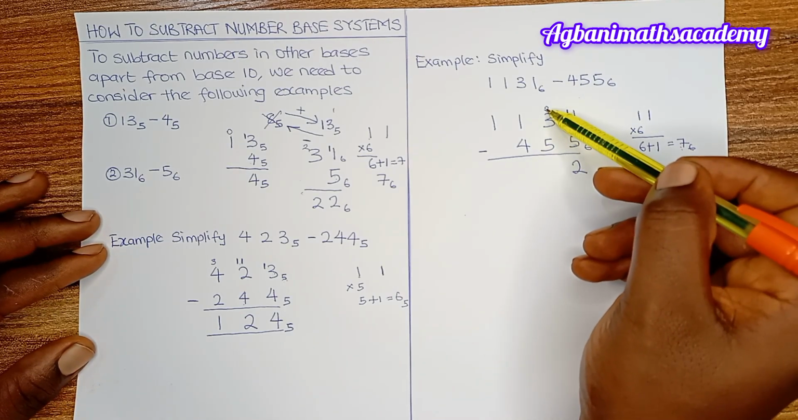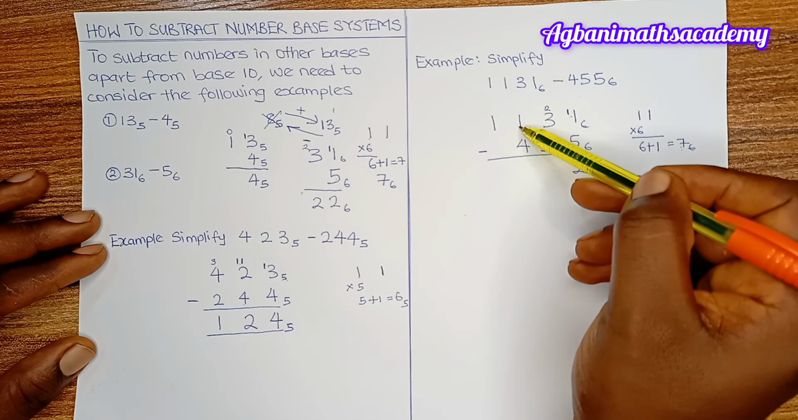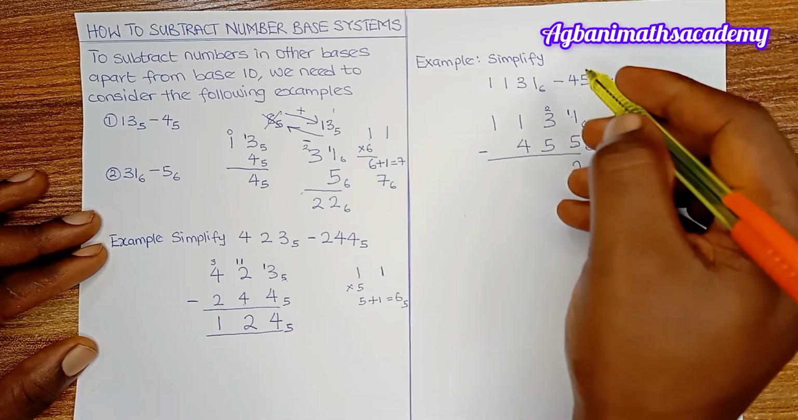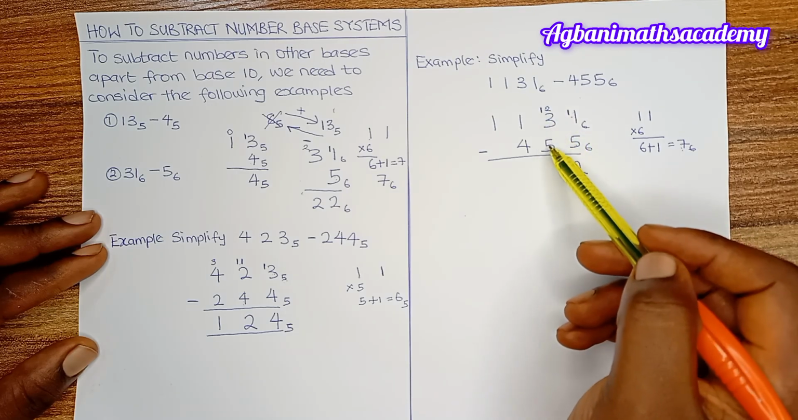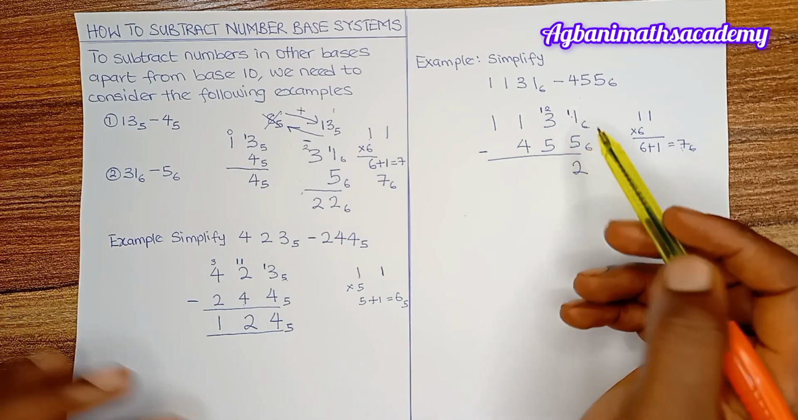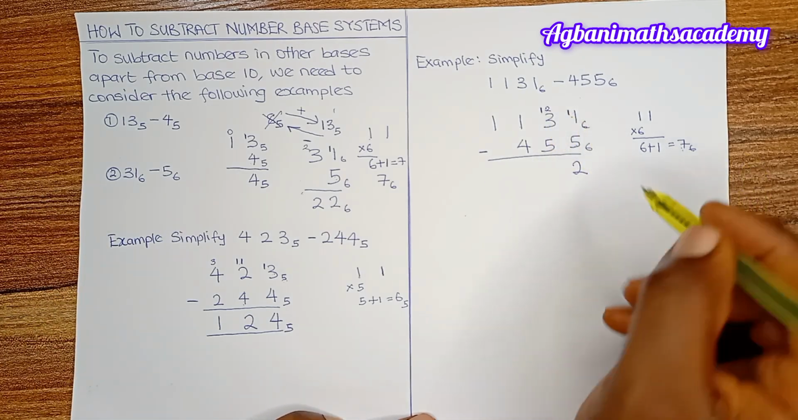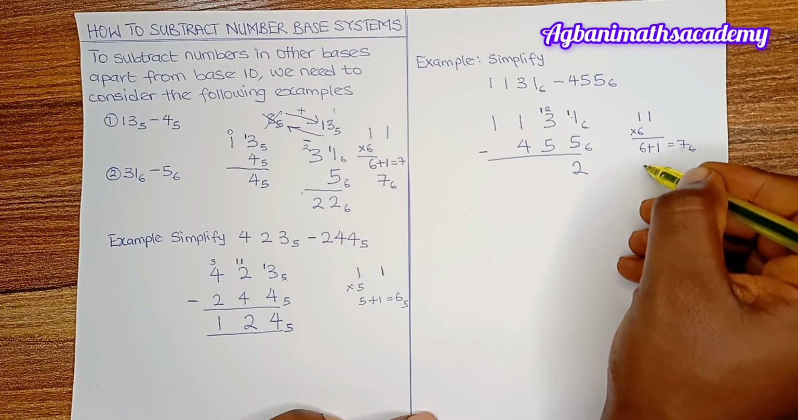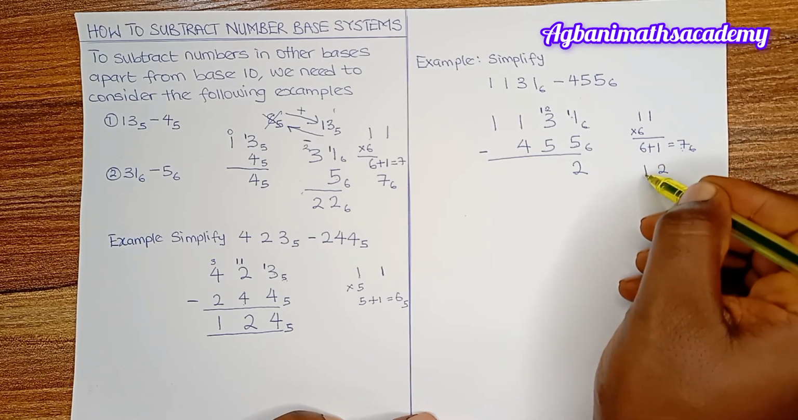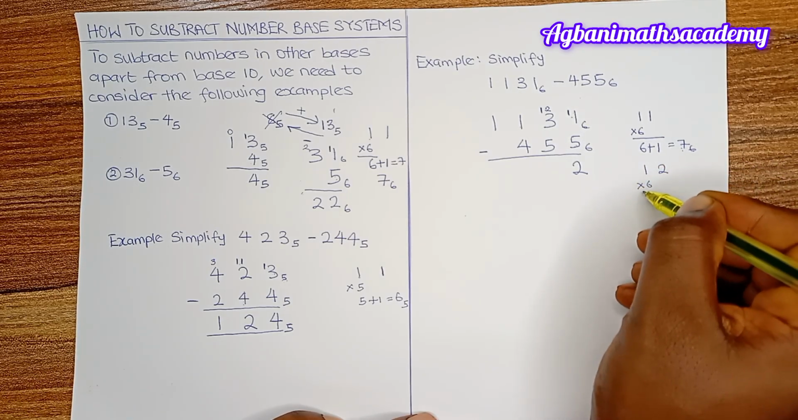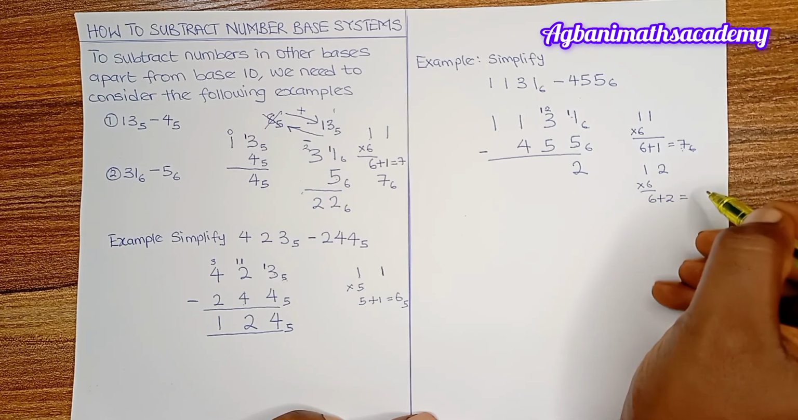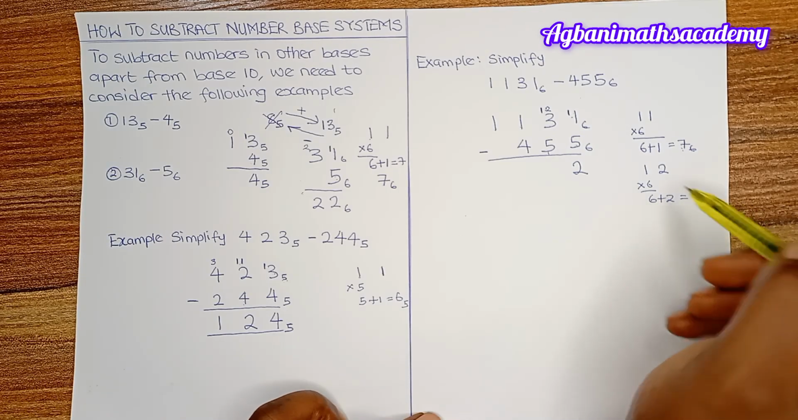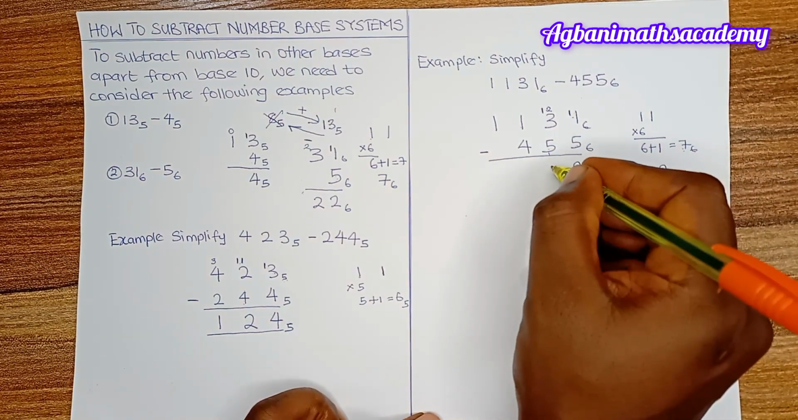We are left with 2 here. So we'll borrow 1 from here to add here. This becomes 12. So now we cannot do 12 minus 5, which is the wrong step. We have to convert 12 to the incorrect form of base 6. So we have 1 and 2. This first one we multiply by 6. This gives us 6 plus 2. So 12 base 6 is the same thing as 8 base 6. Now we can use 8 to subtract 5, which will give us 3.